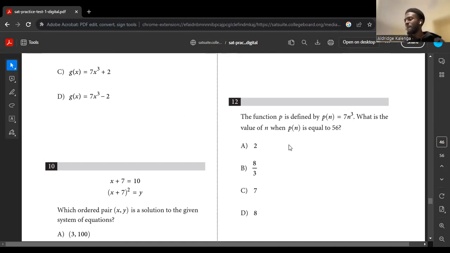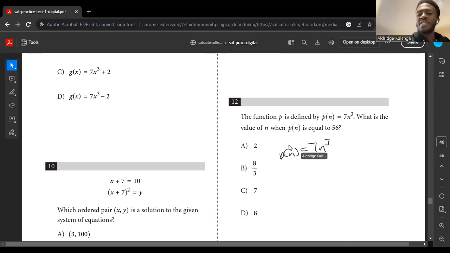You're doing wonderful. Okay, so the function p is defined by p of n is 7n cubed. What is the value of n when p of n is equal to 56? All right, so you've got 7n cubed, right?